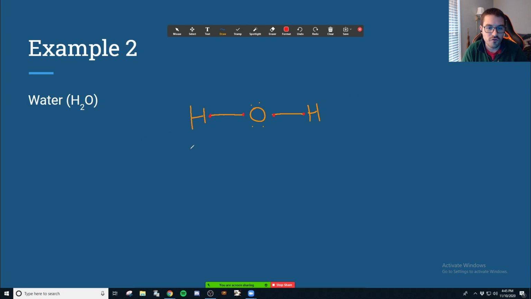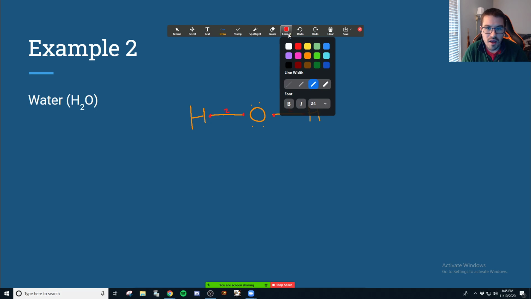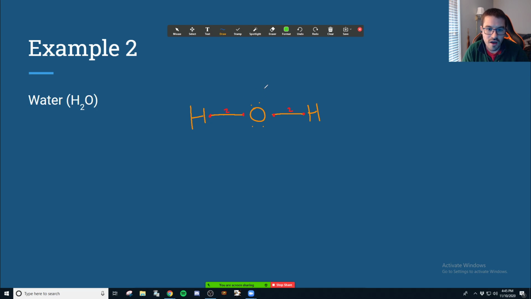This sort of structure is what you're going to see online and in a textbook. Just be aware that each of these lines represents 2 shared electrons. If I do some counting and focus on oxygen, oxygen has 2 electrons here, 2 electrons here. Those are referred to as lone pairs: 1 lone pair and a second lone pair. That's a total of 4, plus 2 from this bond and 2 from this bond. That's another 4.